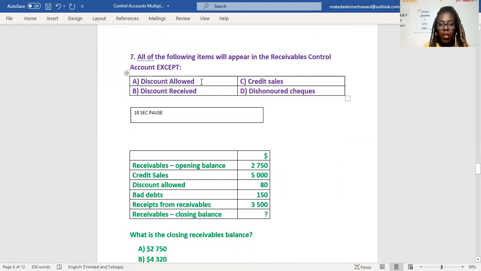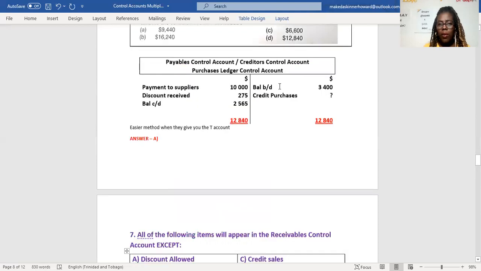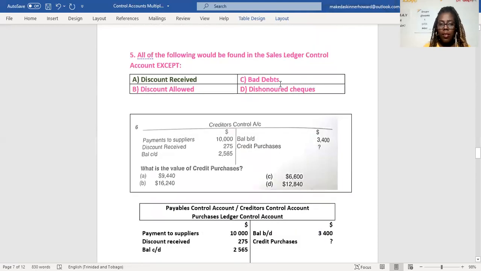You will see discount allowed, all right? You will not see discount received. You will see credit sales. You will see dishonored checks. And they also introduced something new here with the credit sales. Let's see what they had up there. They had bad debts. All right.